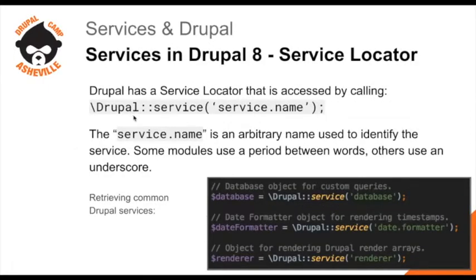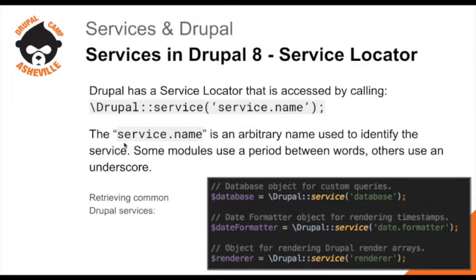So, services in Drupal 8, the service locator. In Drupal 8, Drupal has a big class, sort of at the top of the namespace, called Drupal, and it has a static method called service. This is how you gain access, and this is the service locator. The way you get a specific service by name in Drupal is to call this static method and pass in the name of the service you want.